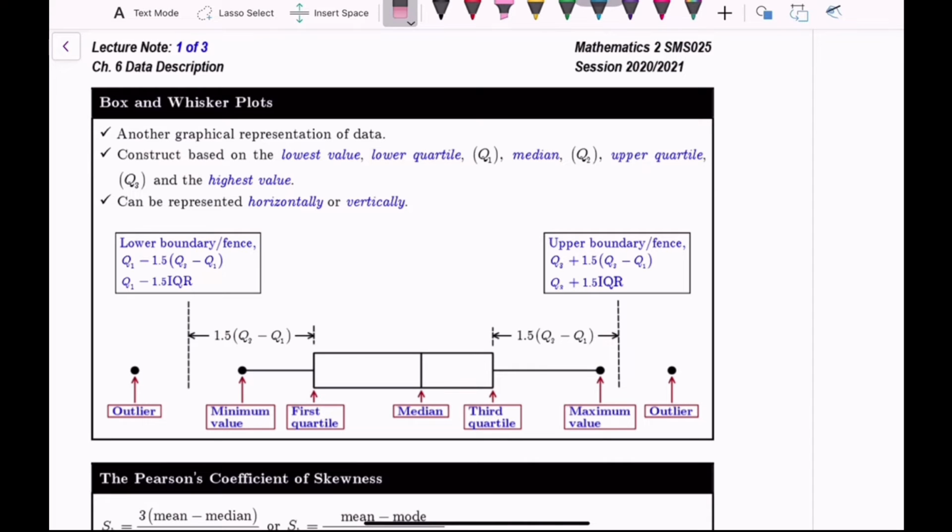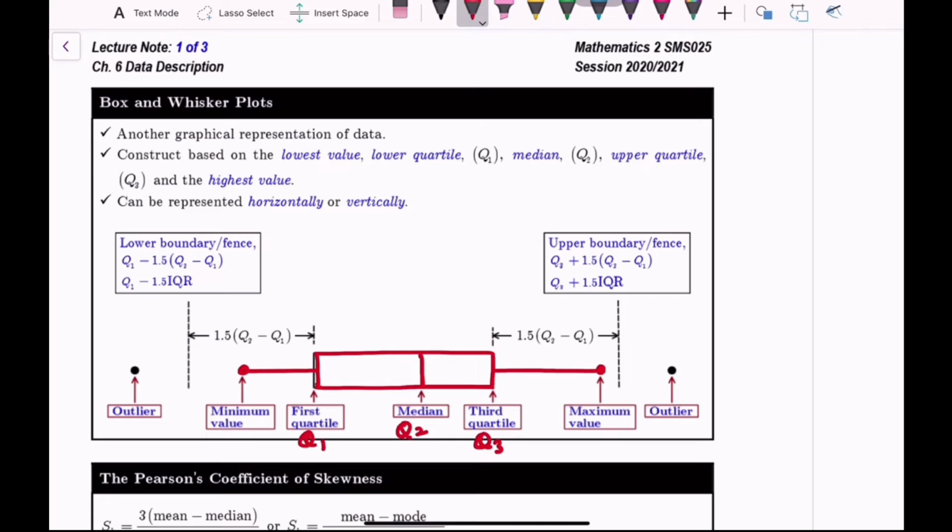First, we draw the first quartile. This is the first quartile. Next, we draw the median or Q2. Next, we draw the third quartile, Q3. Then we make a box here. After we plot the minimum value and maximum value, then we draw from the box to the minimum and to the maximum value.